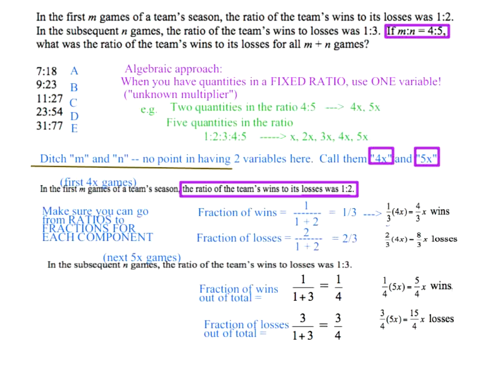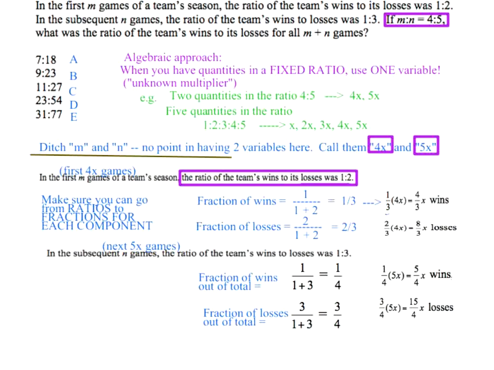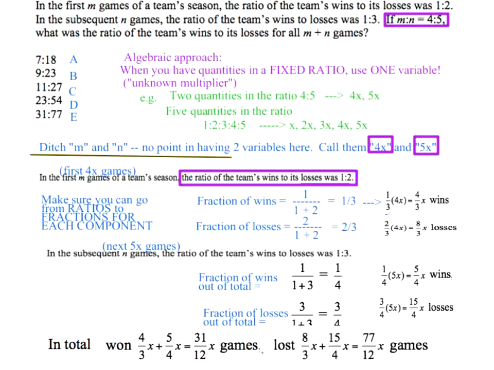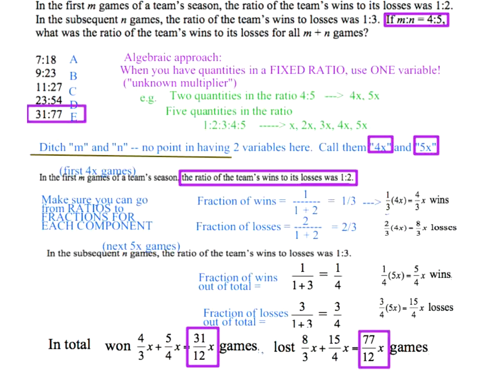So let's move some of this up a little bit. Okay, so in total, we're just adding those fractions together. If you add up 4/3 x and 5/4 x, that's what you get. You just have to do that with the fractions. And then if you add up the losses, you get that. So you can probably tell that we're looking at a ratio of 31 to 77. If you have to put these over each other and cancel things, then you should do that. But it's 31x over 12 and 77x over 12. So that's a ratio of 31 to 77. So that's an algebra approach.